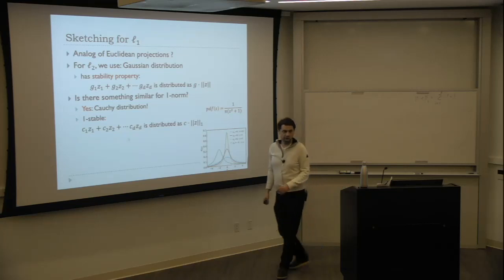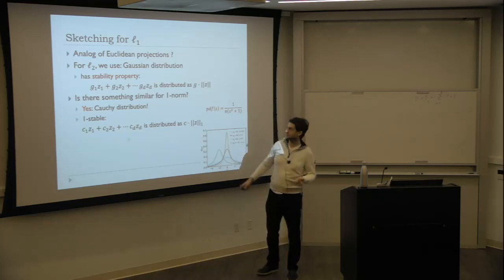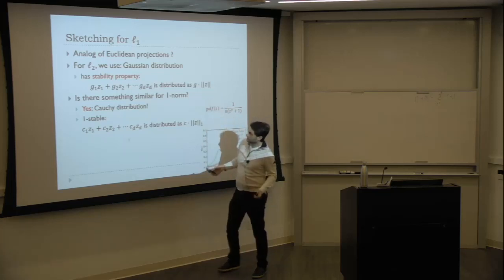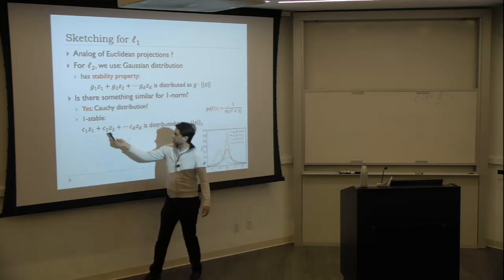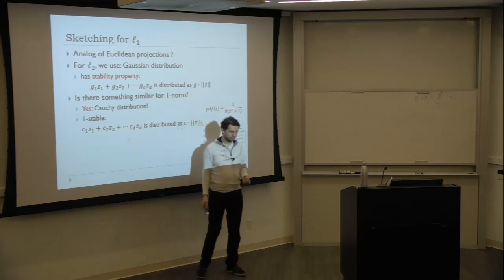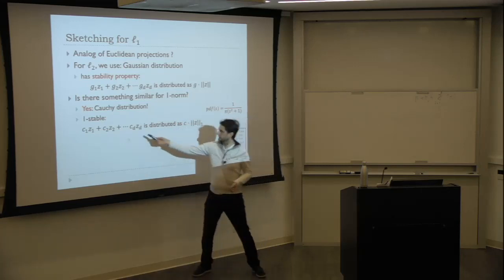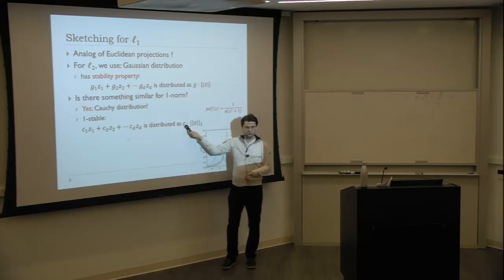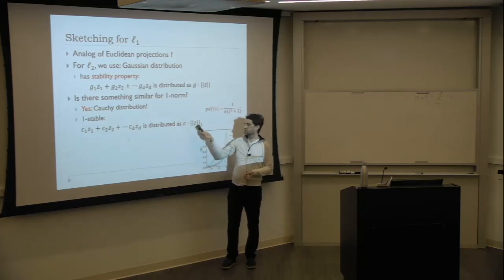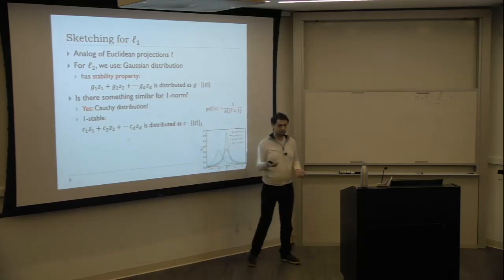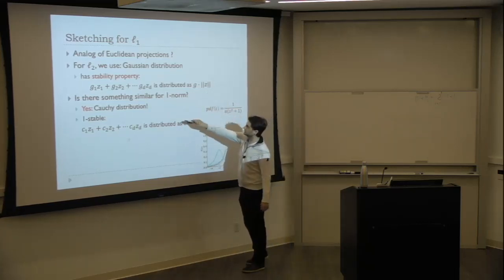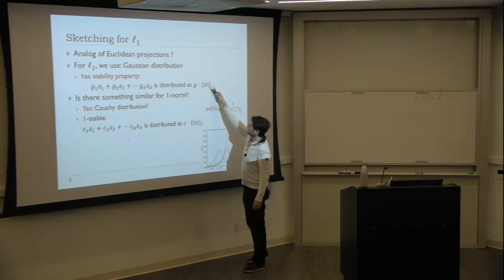Well, it is what is called one-stable. It's the equivalent notion, but instead of the L2 norm, the L1 norm. If you choose C1, C2 up to Cd from this Cauchy distribution, IID, and you take this linear form, then this quantity is distributed as yet another Cauchy variable times the L1 norm of z.